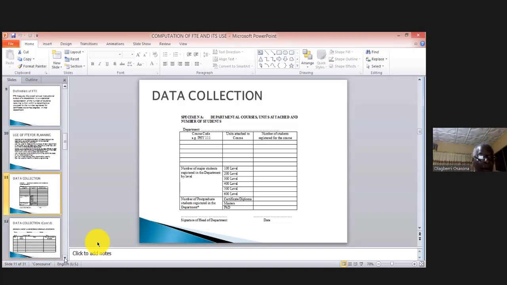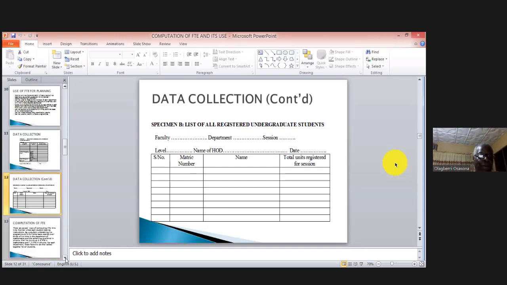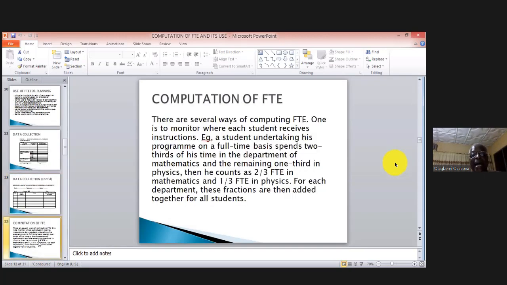We also need to know the name and the total units registered for by a student in each session. How many units, whether in his department or outside his department, has he registered for? We need that information. Then how do we compute FTE?